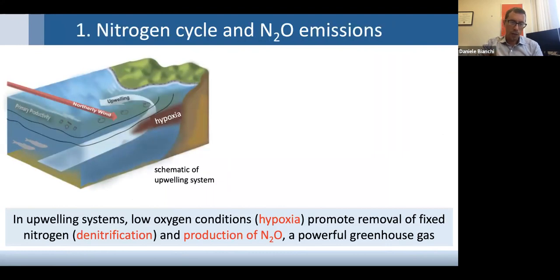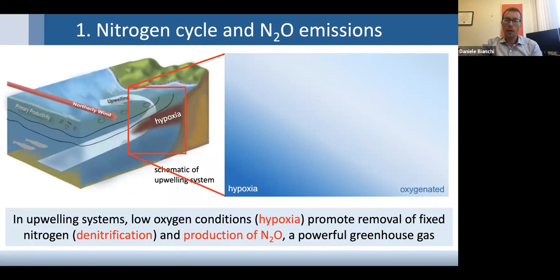To give you a very quick introduction, we know that in the California current and in upwelling systems, low oxygen conditions or hypoxia also promote removal of fixed nitrogen and production of nitrous oxide. And nitrous oxide is a very powerful greenhouse gas, about 300 times more potent than CO2, and is emitted in eastern boundary upwelling systems to the atmosphere.